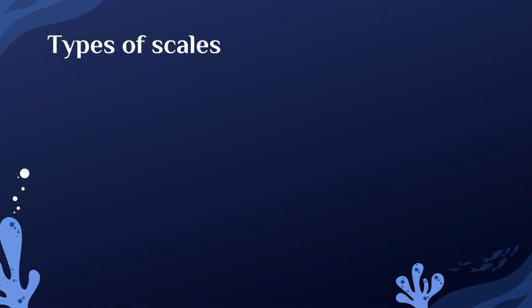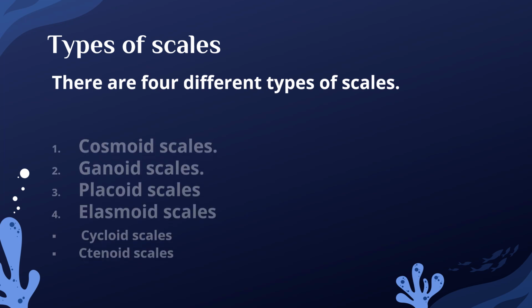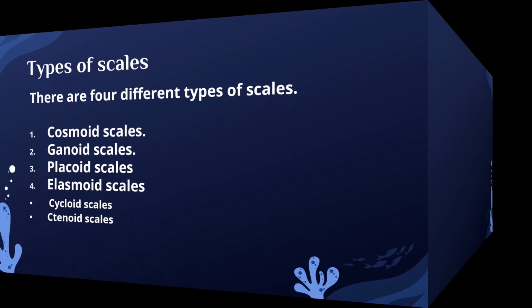Let's discuss the different types of scales. There are 4 different types of scales: cosmoid scales, ganoid scales, placoid scales, and elasmoid scales. Elasmoid scales are of 2 types: cycloid scales and ctenoid scales.